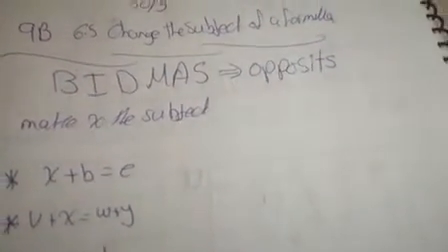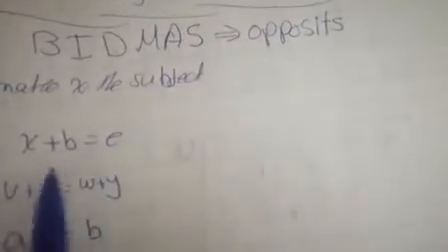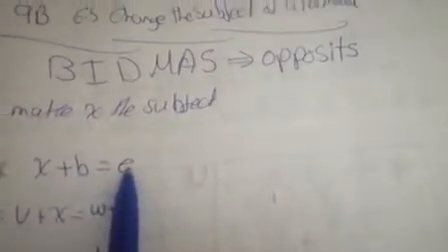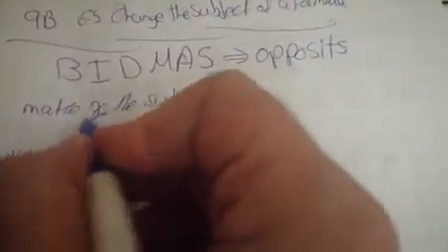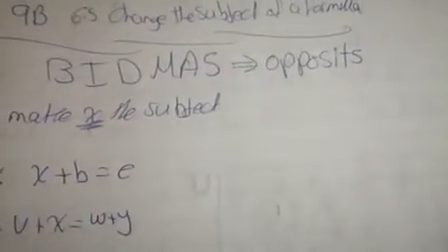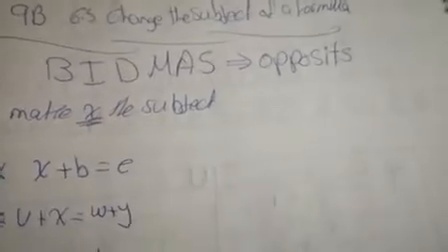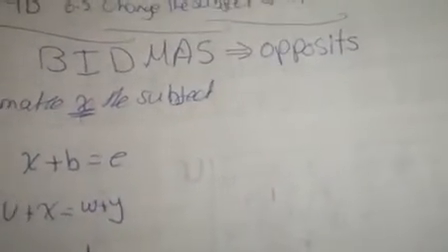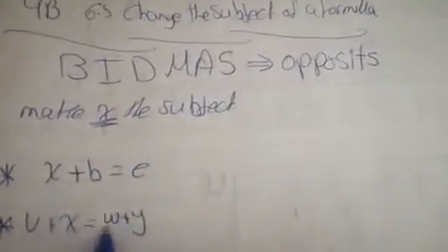What is the meaning of change the subject of the formula? For example, here we have x plus b equals e. Make x the subject of the formula. Subject of the formula means we need the x to be alone. X equals something, okay? So we don't need anything beside the x at all, okay?